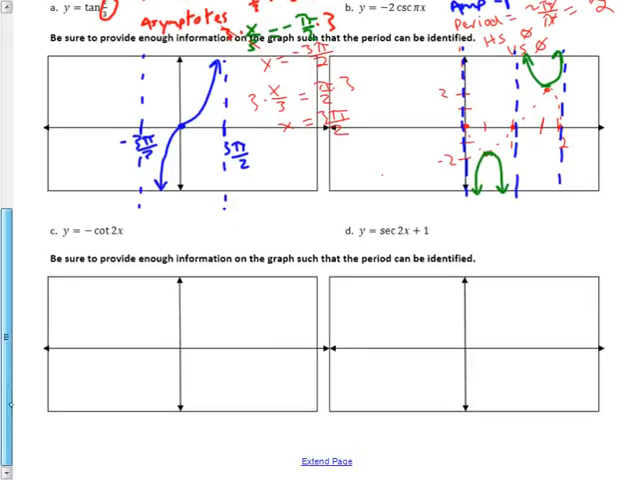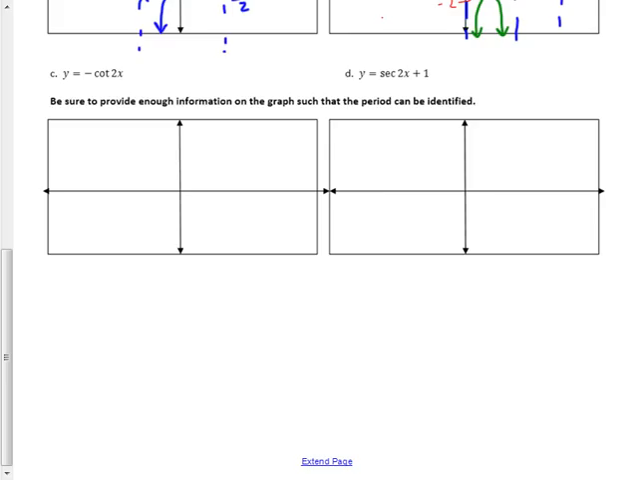We're almost done. So to take a look here at C, we've got a cotangent graph. And so with cotangent, the things that I want to find are the period, which is pi divided by the number in front, which is 2. So that's actually pi over 2. And then I want to find, and I'll do it underneath here since I have some space, I want to find the asymptotes.